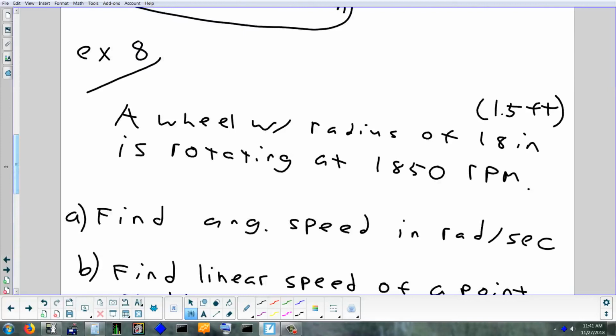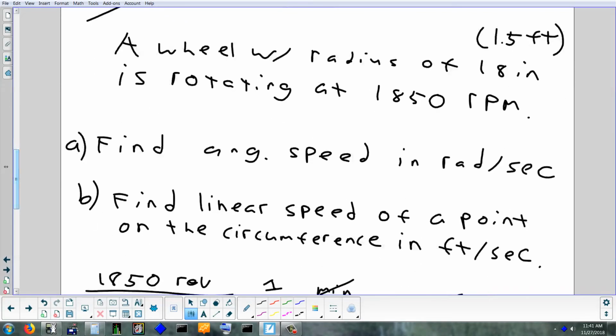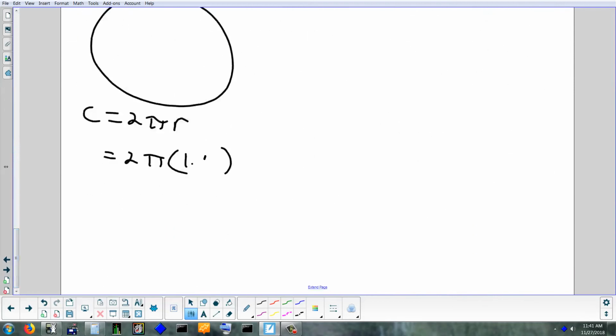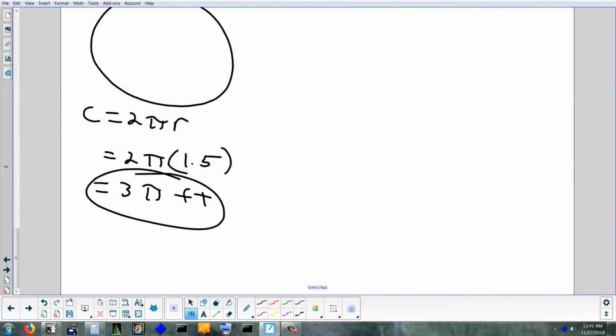So instead of doing 2 pi times 18, I'm going to do 2 pi times 1.5 and jump to feet right away. Any question on that? Okay. So that's going to be 2 pi times 1.5. So what's that going to give me? 3 pi feet. That is how many feet in one circumference, which is also a revolution. So now we know the conversion between feet and revolutions.